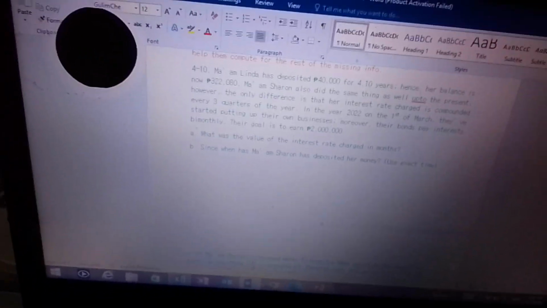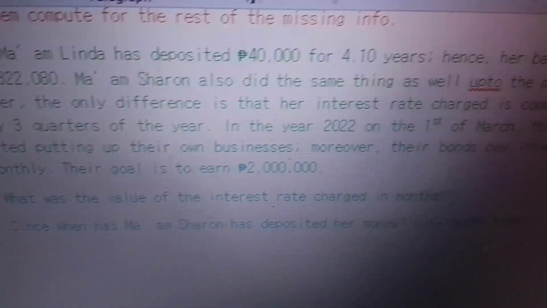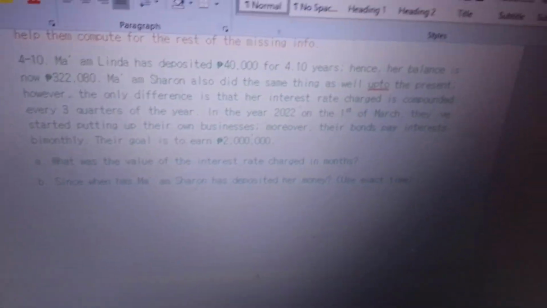So this is a tough word problem because it involves all the concepts that we learned in business mathematics, starting from basic simple interest to compound interest and everything. Good luck if we can do this problem, okay? Letter A. What was the value of the interest rate charged in months? That one involves simple interest.